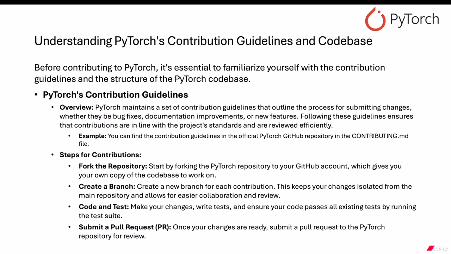Steps for contributions. Fork the repository. Start by forking the PyTorch repository to your GitHub account, which gives you your own copy of the codebase to work on. Next, create a branch. Create a new branch for each contribution. This keeps your changes isolated from the main repository and allows for easier collaboration and review.